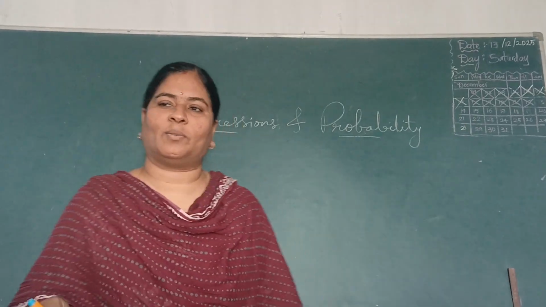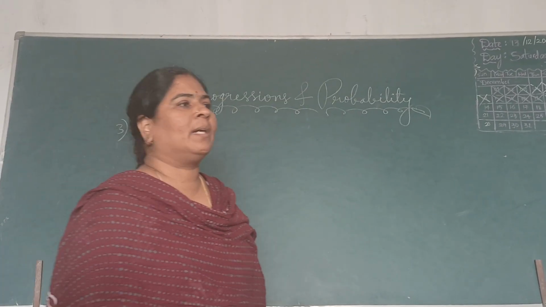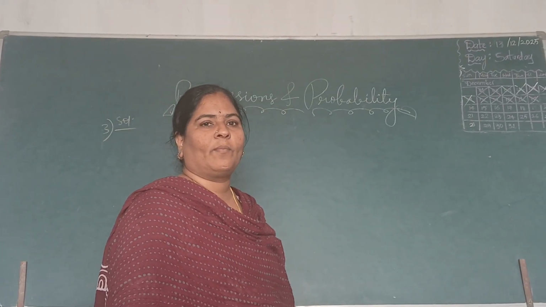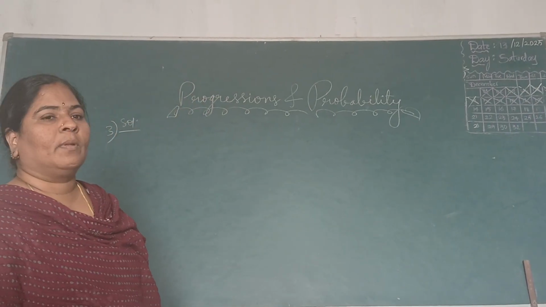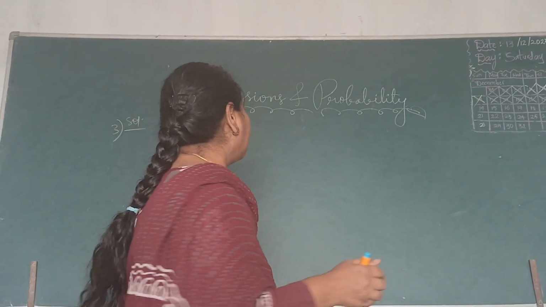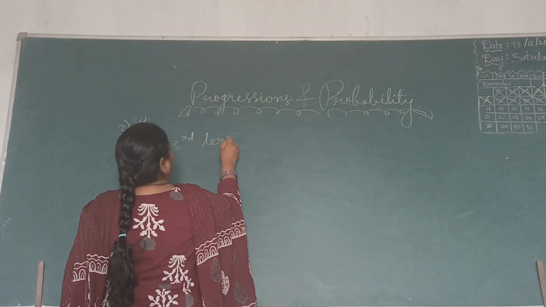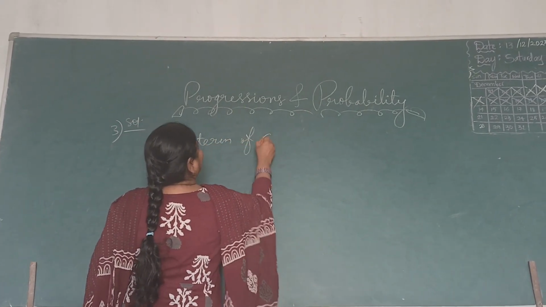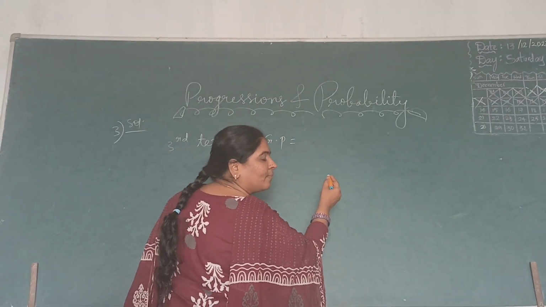Swanandu, read the third question now. If the third term of a GP is 18 and the fifth term is 162, then find the first term. Very good. Third term of GP is given here. Third term of GP is how much? 18, madam.